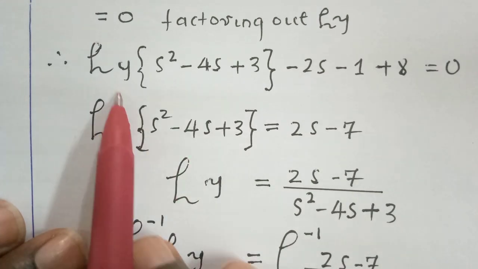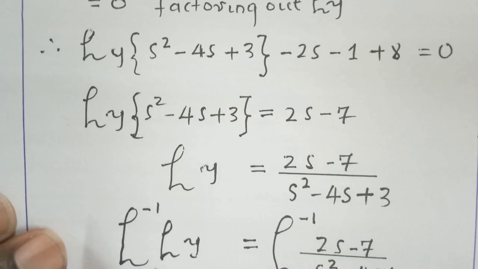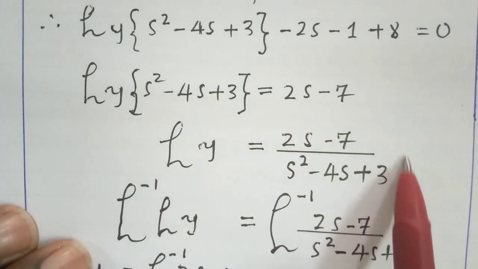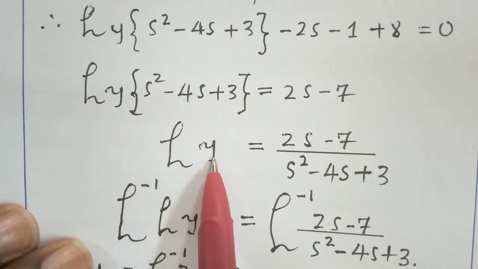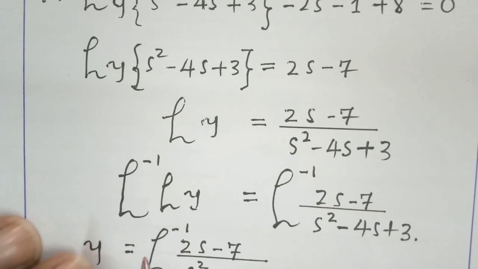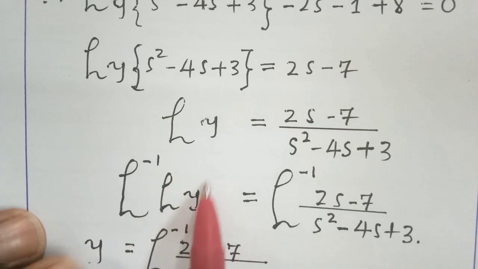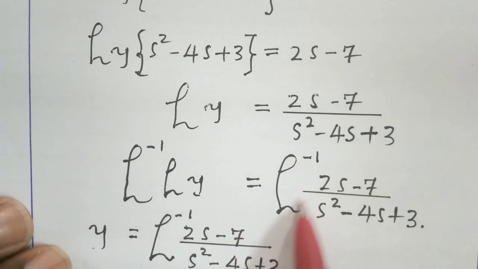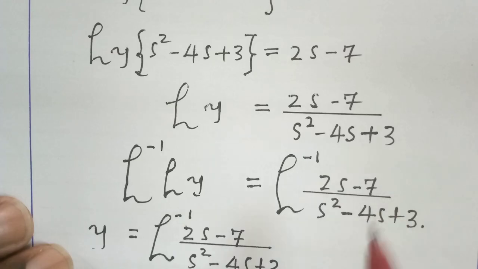So we can make the Laplace transform of y the subject of the formula. When we make it the subject, we shall be left with the Laplace transform of y on this side, and this other function of s on this side. For us to get y, we shall now look for the inverse Laplace. On this side, when we do this, guys, we are left with only y. For the other side, we look for the inverse Laplace of that.